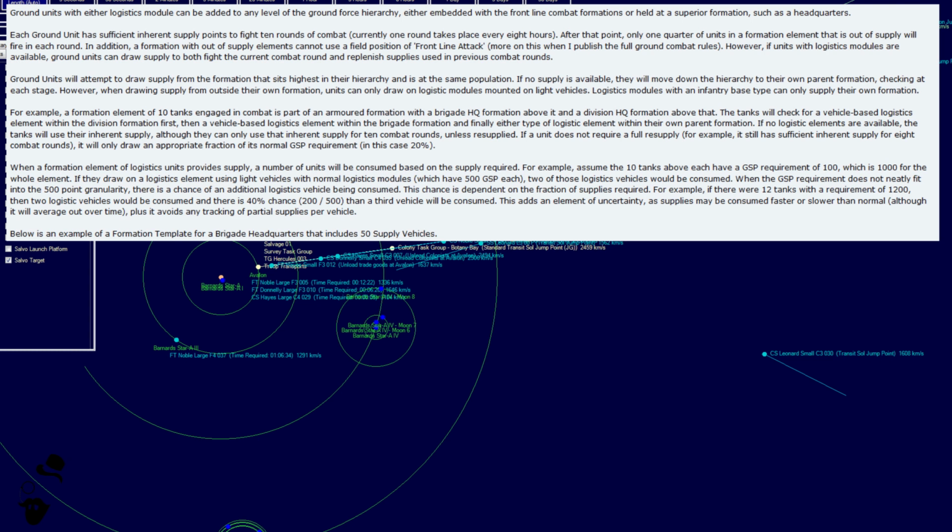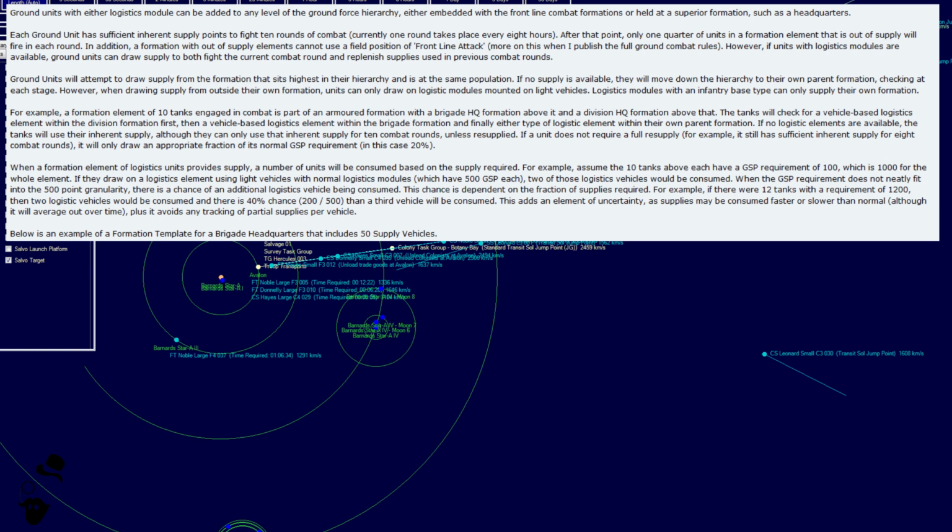For example, a formation element of 10 ranks engaged in combat is part of an armored formation with a brigade HQ formation above it and a division HQ formation above that. The tanks will check for a vehicle-based logistics element within the division formation first, then a vehicle-based logistics element within the brigade formation, and finally either type of logistics element within their own parent formation. If no logistics elements are available, the tanks will use their inherent supply, although they can only use an inherent supply for 10 combat rounds unless resupplied.